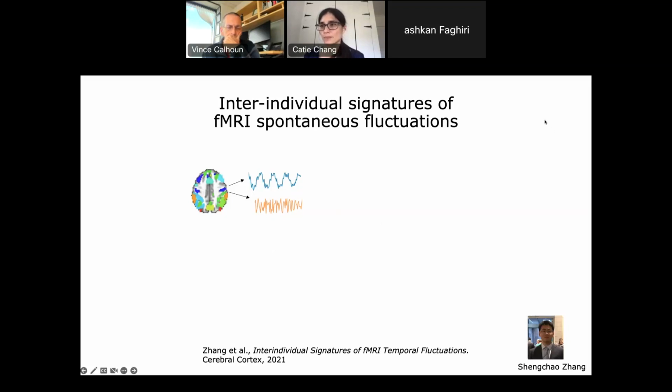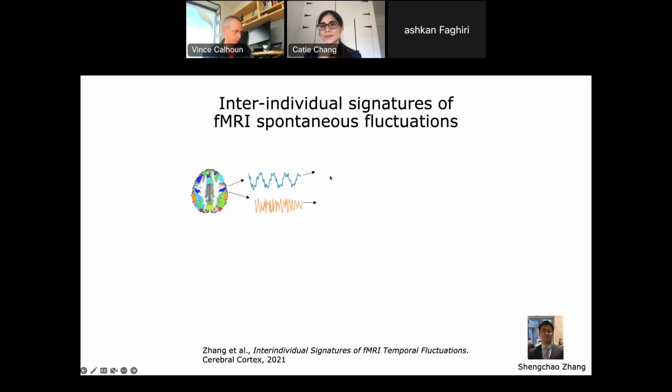But at the same time there's been a largely separate line of work on the dynamics of fMRI time series measured from local regions, like the variability of the BOLD signal, showing that this may also carry interesting information. And so something that my PhD student, Sheng Chao, came up with and decided to investigate is whether certain features in the local temporal activity across different regions also carry information about individual differences.